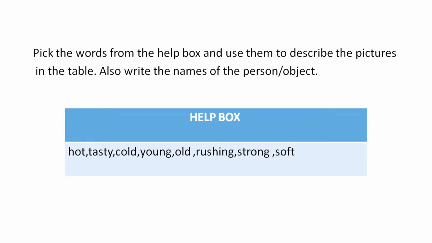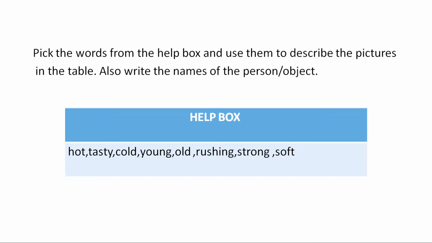So can you read the adjectives? We have a few adjectives over here. Hot, tasty, cold, young, old, rushing, strong, soft. So can you guess what kind of pictures there would be for hot? What is hot? Coffee, tea, milk, or the day itself in the summers. Delhi is very hot. Tasty: apple, any cuisine.